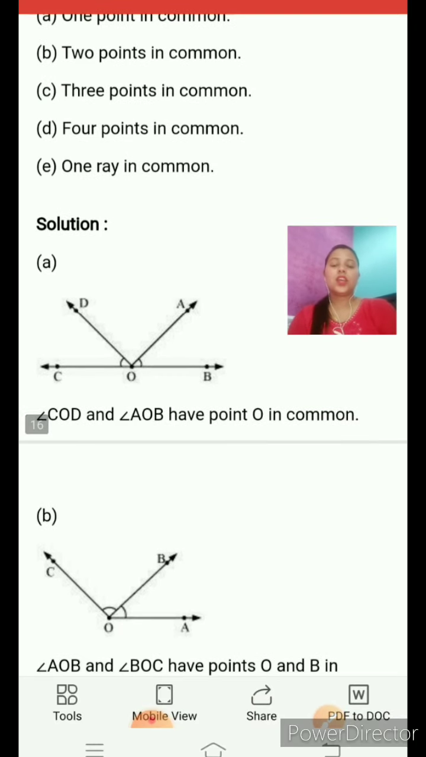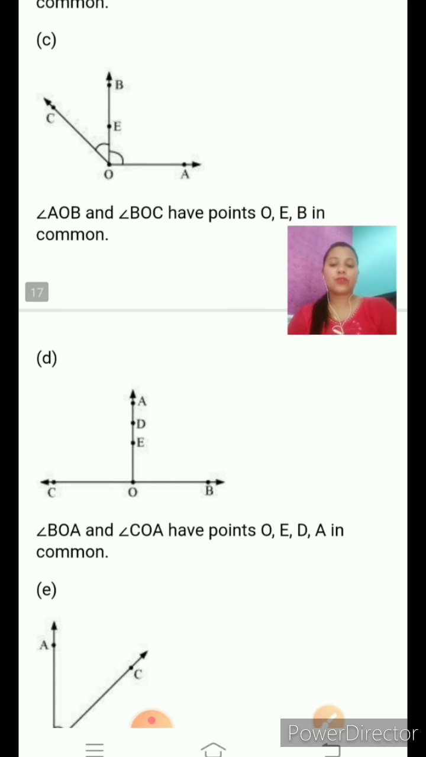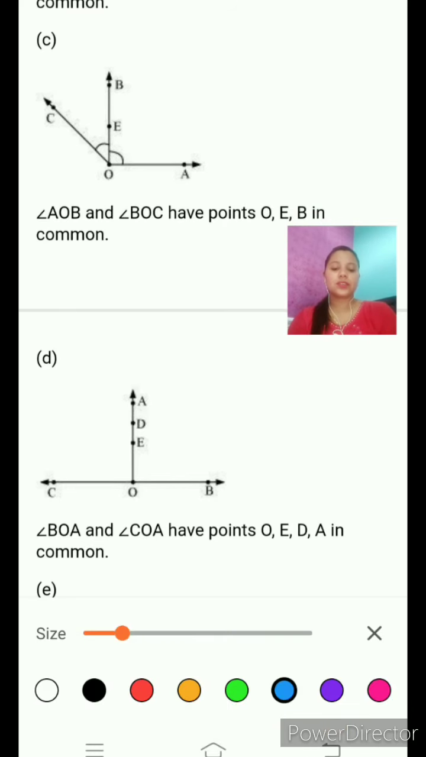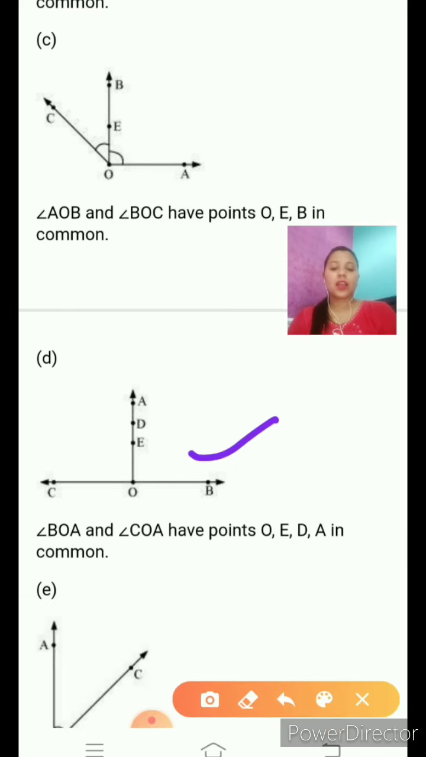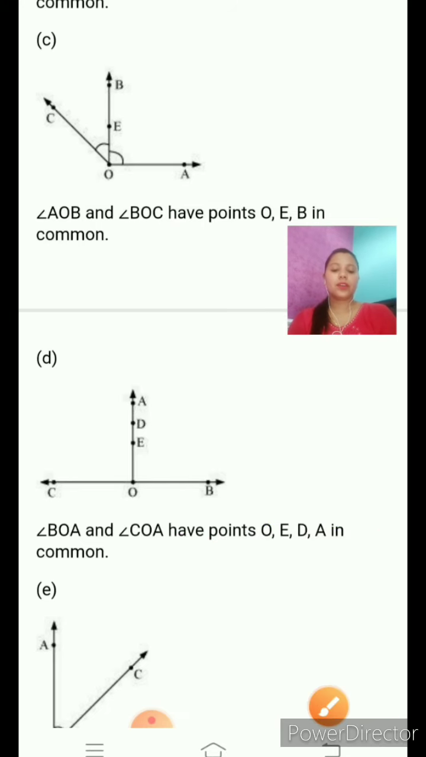Part D, 4 points in common. Again the same question is here, so just share 4 common points like that. And you can draw it like that also: 1 point, 2 point, 3 point, and the 4th one is this one. In this chapter you can do anything, but according to the condition. It's totally up to you, but you have to write the correct answer.